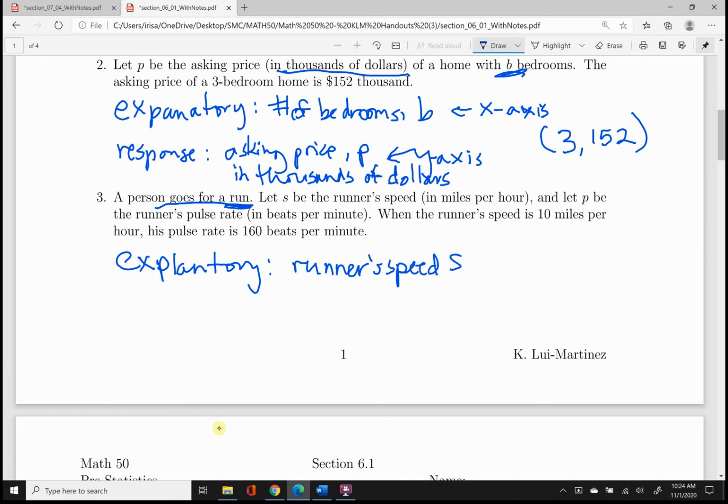Which is S in miles per hour. I'll call it MPH. And the response variable is the pulse rate, P, the variable in beats per minute.